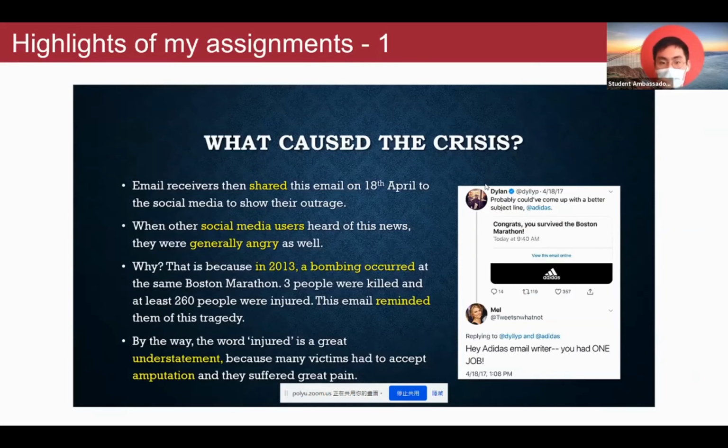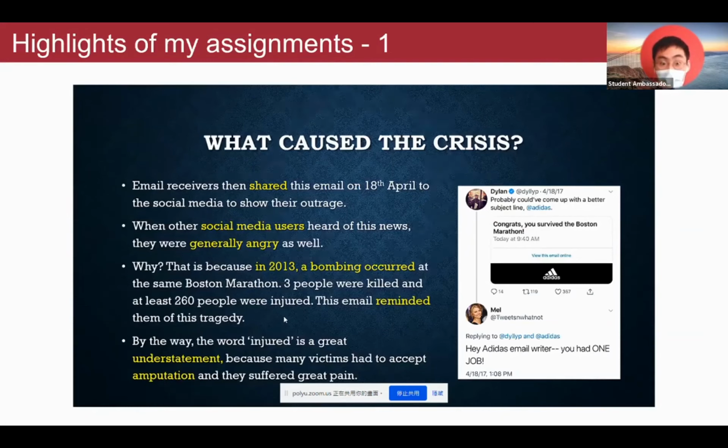And then email receivers shared this email on the 18th of April on social media to show their outrage. Why? That's because in 2013, a bombing occurred at the same Boston Marathon. 3 people were killed and at least 260 people were injured. I have to say, this injury is actually an understatement. During that explosion, many of those injured lost their legs.